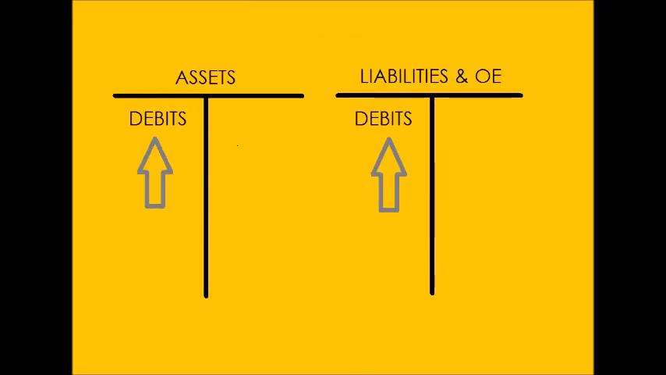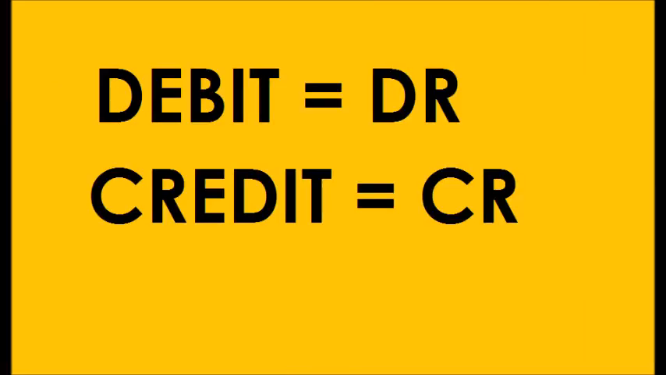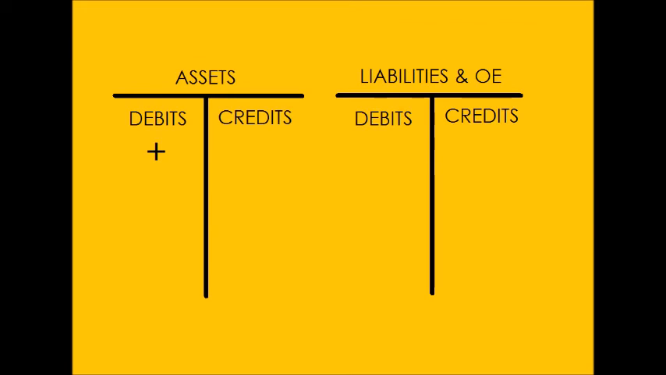To start with, you should know that debits refer to the left side of a T account, while credit refers to the right side of a T account. The abbreviation for debit is DR, while the abbreviation for credit is CR. When the value of an asset increases, you add to the debit or left side of an account. Vice versa, if the value of an asset decreases, you add a value to the credit side of an account.